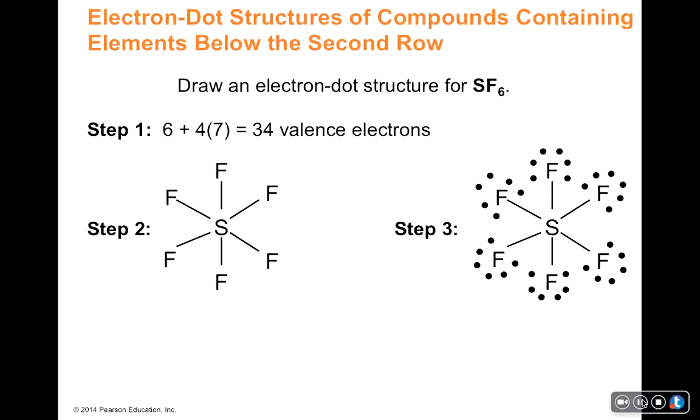I skipped over step 1, but calculate the number of valence electrons. So we have 6 for sulfur, and then, wait a minute, looks like maybe I made a mistake here. Sulfur's in group 6, so that's right. But we have 6 fluorine atoms, and that should say 6 times 7. 6 fluorine atoms times 7 would be 42, plus 6 would be 48.